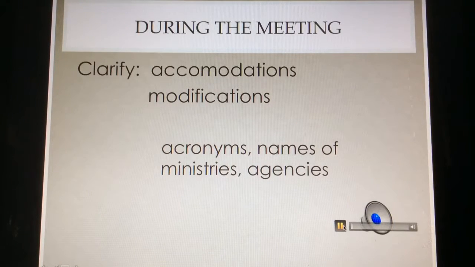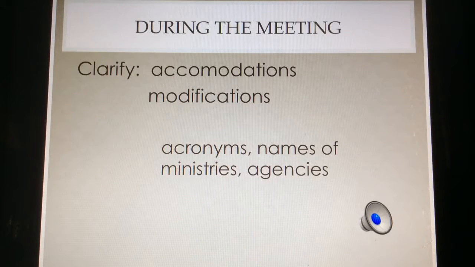During the meeting, be prepared to hear jargon, acronyms, names of ministries and agencies. Don't be shy to ask. Always clarify if you hear something that you don't understand. The school is there to help you.